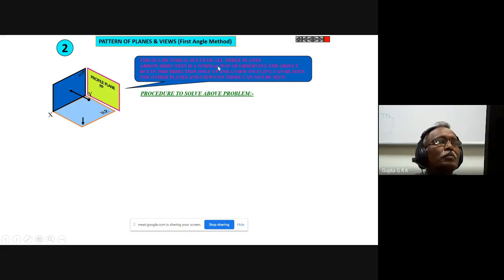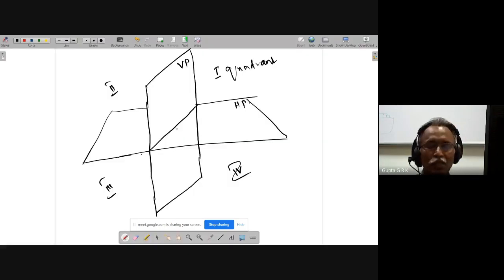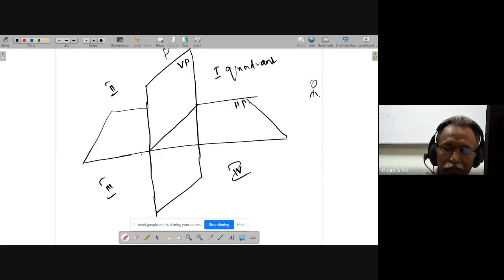This is a pictorial setup of all three planes. Arrow direction is the normal way of observing the object, but in this direction only the VP and a view on it can be seen. Always an observer either stands here or stands at the top, so he can see this way or he can see down.